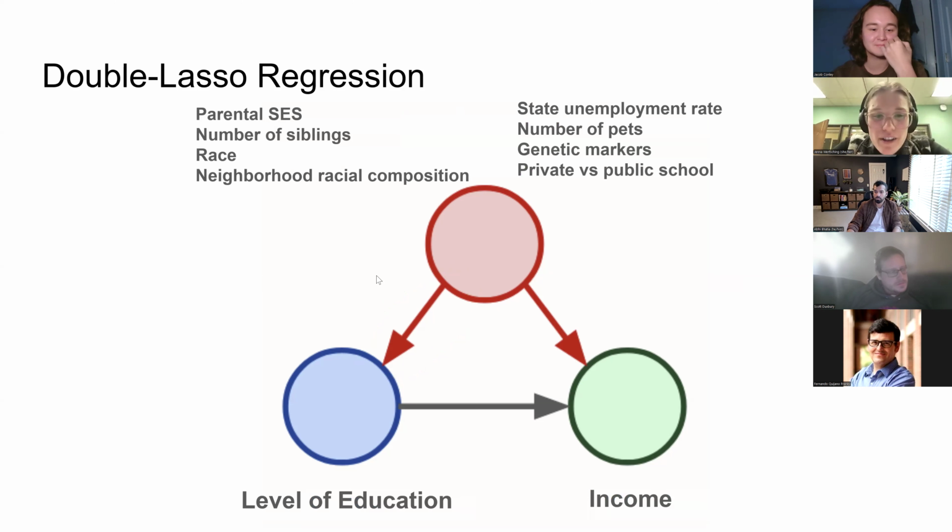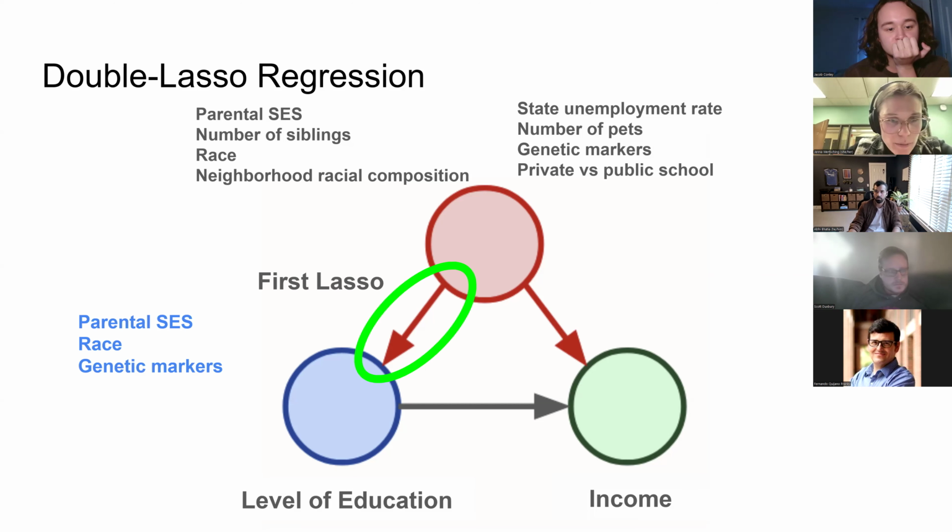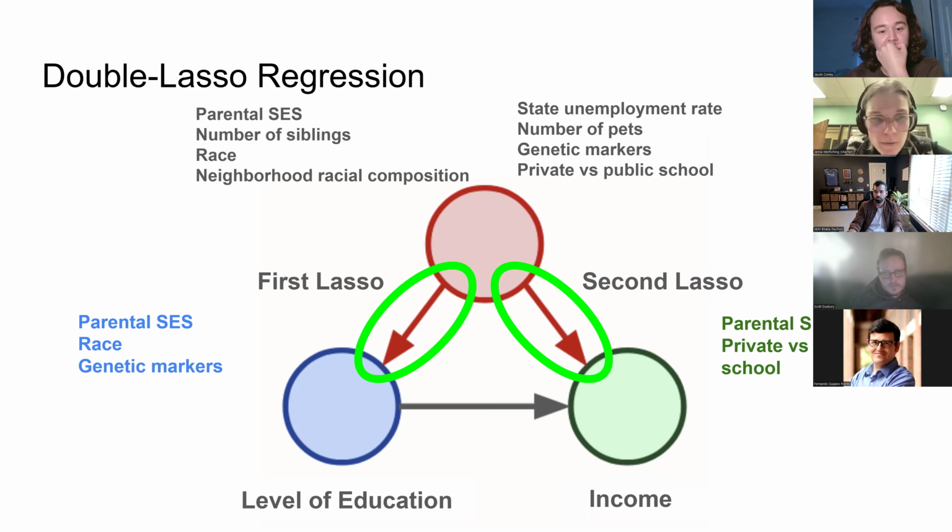So we can see this with our example of level of education on income. If we have all of those 8 possible control variables at the top, and we're trying to figure out which controls we should actually include in our model, what we first do is we do a lasso of level of education on the controls. In this example, we find that parental SES, race, and genetic markers are related to level of education. And then we do an additional lasso of income on the control variables. In this example, we find that parental SES is also related, but then we also find that private versus public school is related.